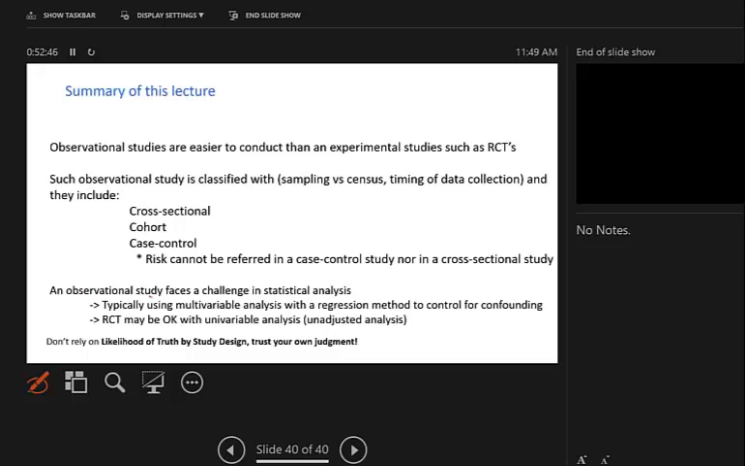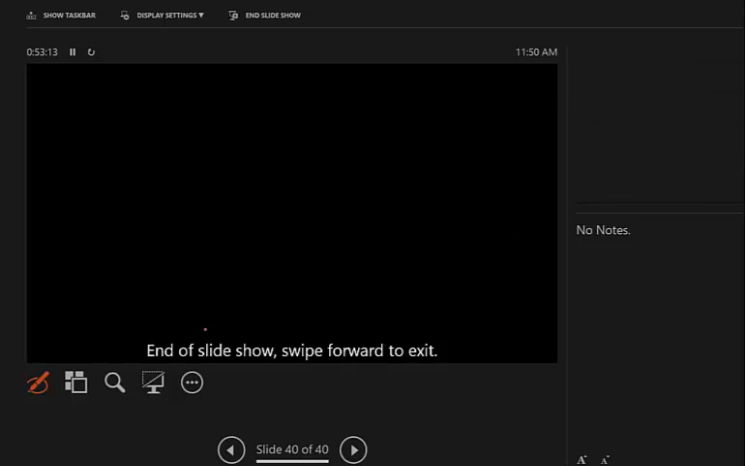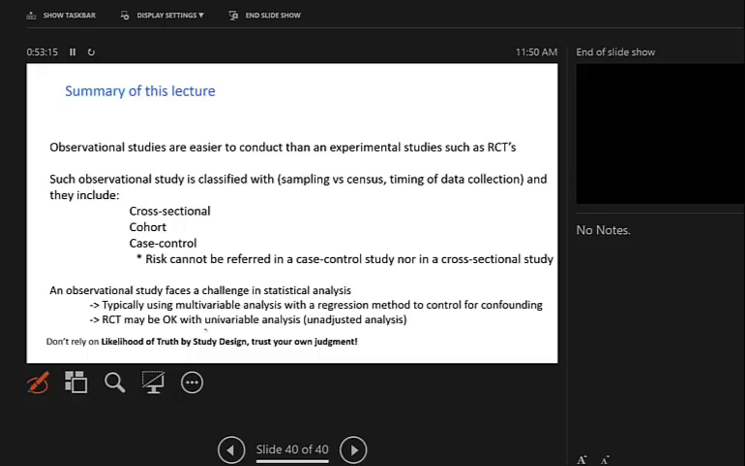Observational studies face a challenge in statistical analysis, and typically we use multivariable analysis to control for confounding, while RCT may be okay with univariable, unadjusted analysis, because they have balanced groups. But anyway, don't rely too much on the likelihood of truth, and make your own judgment. Okay, and that's it. So we are done with the epi part of this course, and the rest of it is all statistics. So any questions?